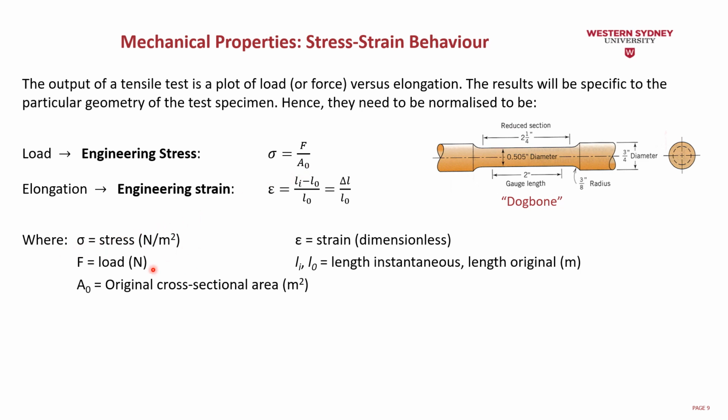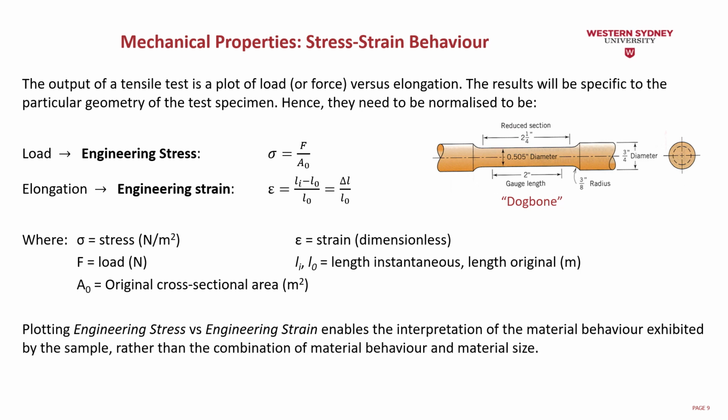So the stress is going to be in Pascal, the F is going to be load in Newton, the A0 is the original cross-section area in meter square, the strain is going to be dimensionless, and the Li and the L0 are the length instantaneous and the length original. So the instantaneous length is going to be the actual length at the time that we had the extension force making the elongation for the part. So simply plotting the engineering stress with the engineering strain enables the interpretation of the material behavior exhibited by the sample, rather than the combination of the material behavior and the material size.